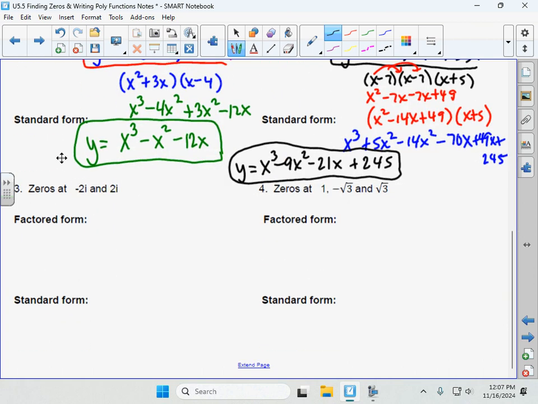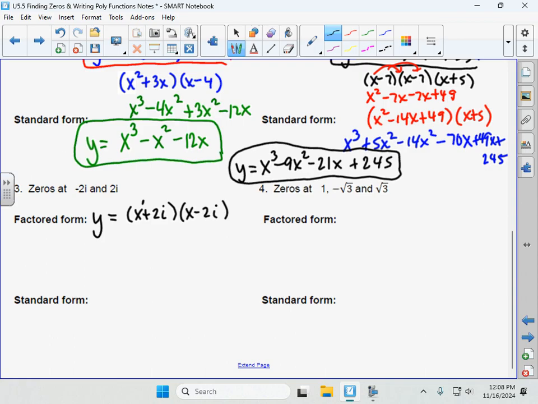All right, number 3, the zeros are at negative 2i and positive 2i. When you have imaginary zeros or radicals, you can write the factored form in 2 different ways. You can write them as linear factors, or you could multiply them out and have a quadratic factor. So let me show you what this looks like. If negative 2i is a zero, its linear factor would be x plus 2i. Linear means it's x to the first power as the factor. And then 2i produces the factor x minus 2i.